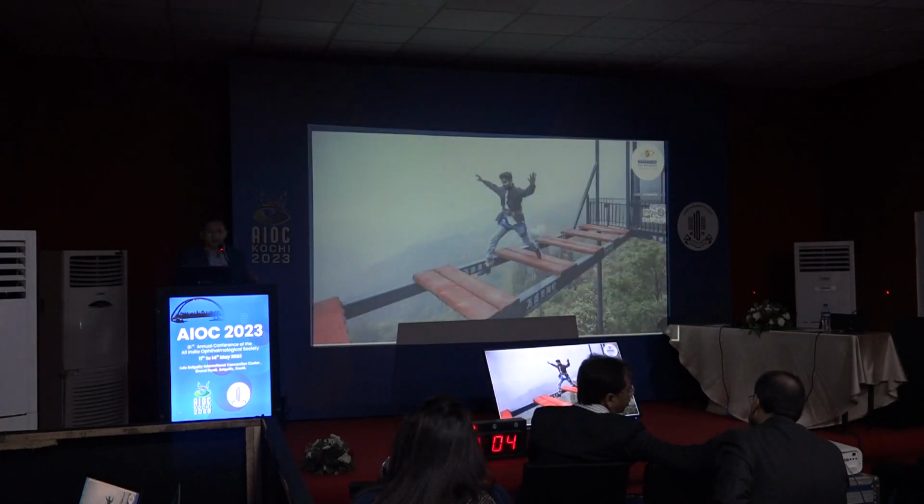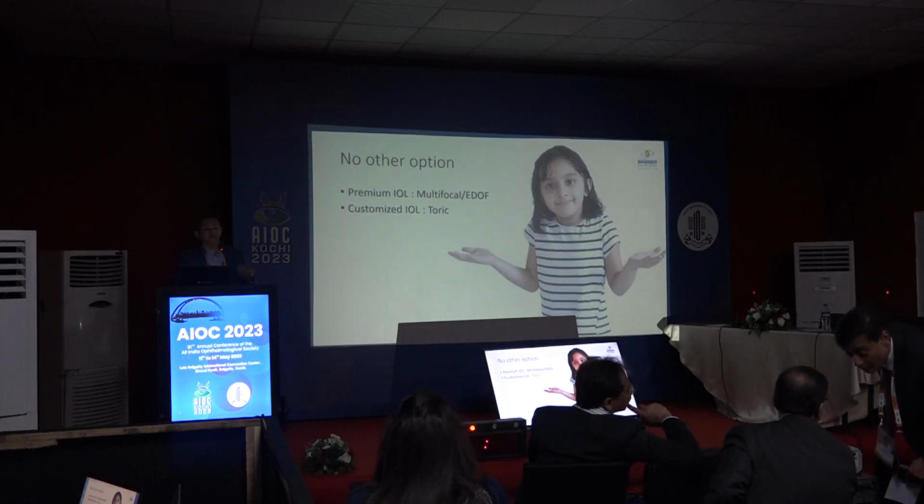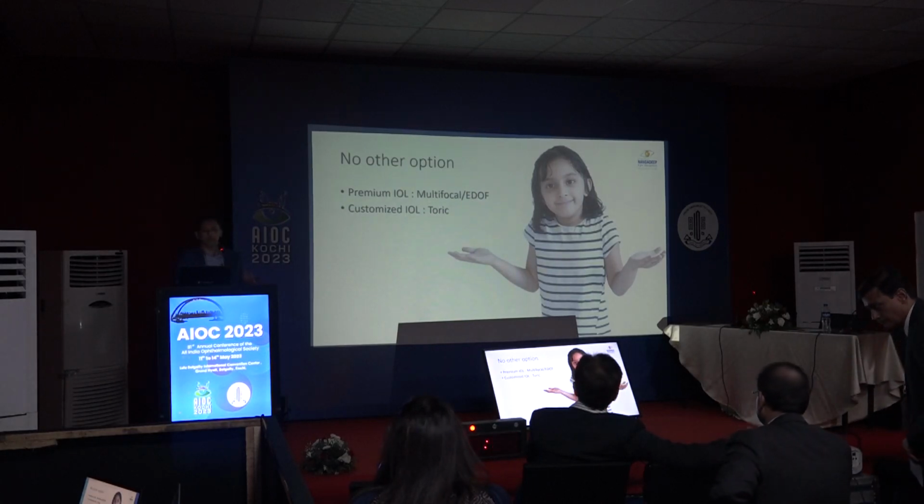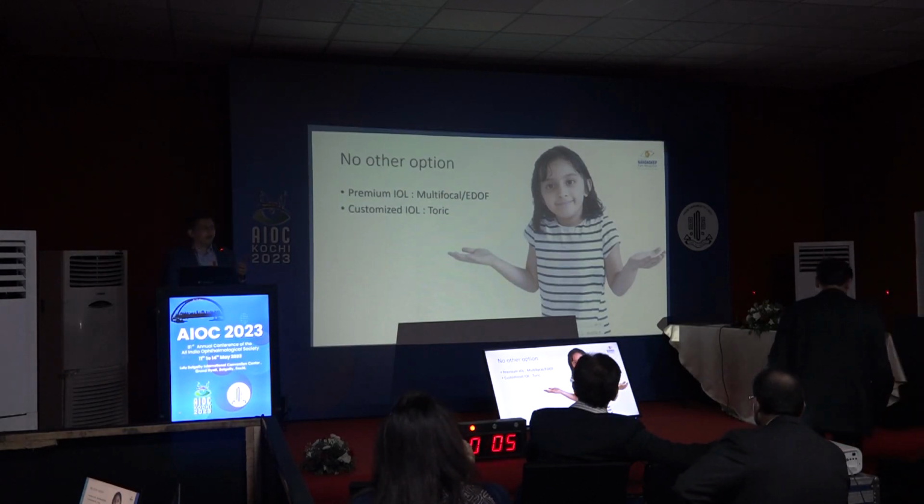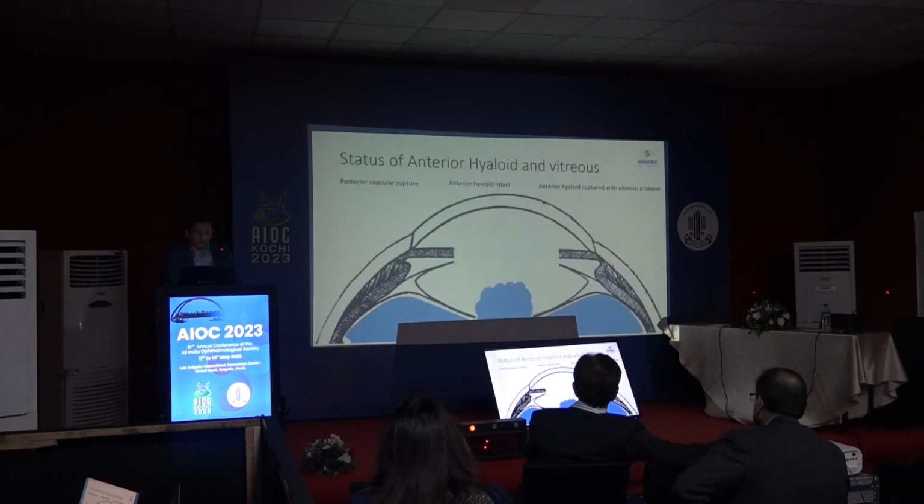Now you will say, why do you need to take these kinds of risk when you already have a 3-piece option available? Now we have other things to do, like multifocal, EDOF, and toric IOLs, which you need to place inside the bag even if there is a PCR. So let's start thinking whether we need to put it and how to put it.